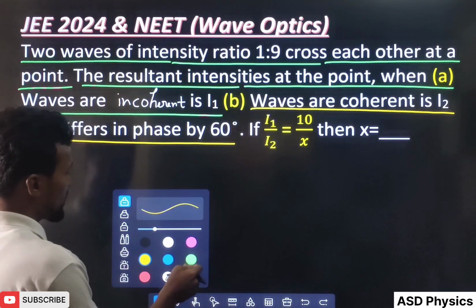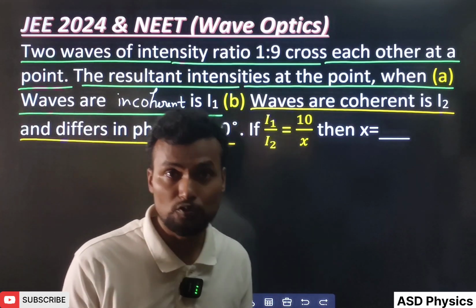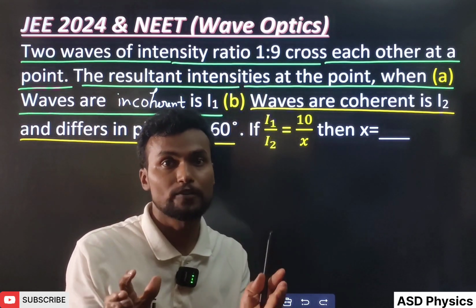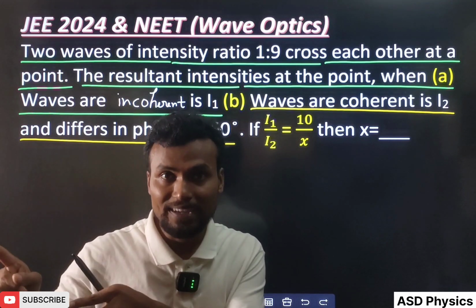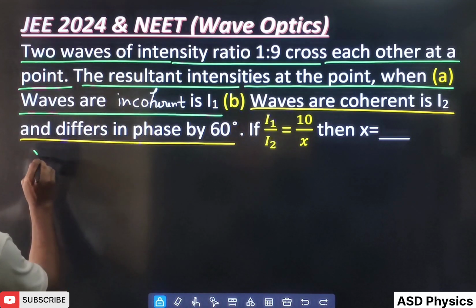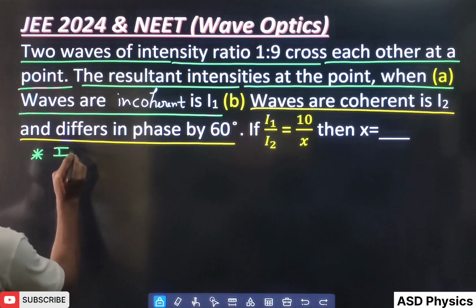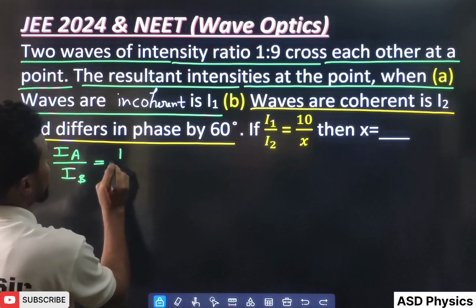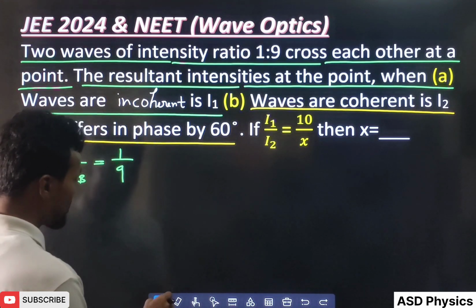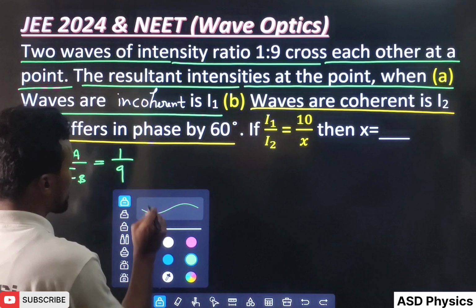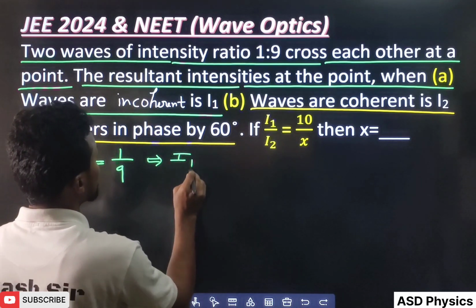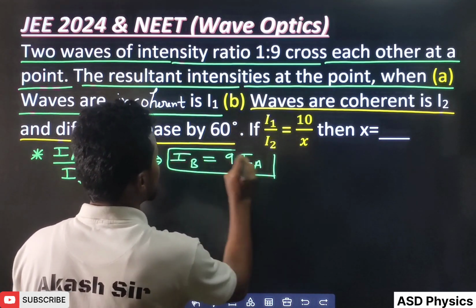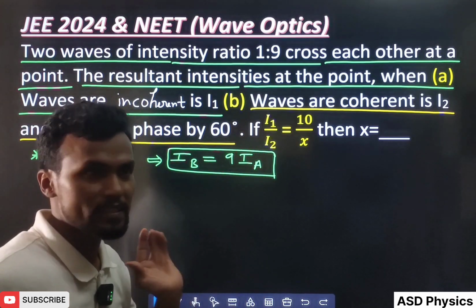As you can see, for the resultant intensities they are using the terms I1 and I2, so for the individual waves we cannot use I1 and I2. We are going to use wave A and wave B. According to the question, intensity of wave A by intensity of wave B is 1/9. When we simplify, we can write IB as 9IA. Remember, the intensity of wave B is 9 times the intensity of A.